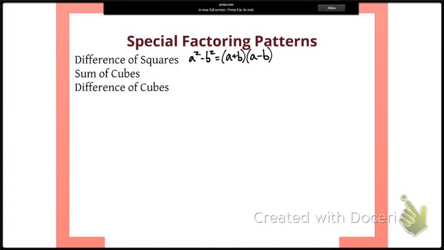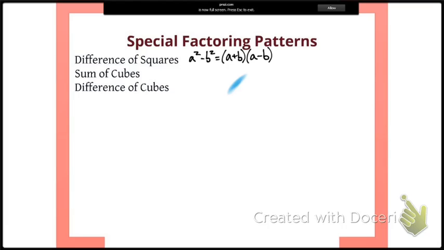The third way we can factor a problem is to look at special factoring patterns. These would be when you have both an a term and a b term that's either a perfect cube or a perfect square. And in this case, the first pattern I want to remind you of is the difference of squares, which is when you have a number squared minus a number squared. Difference meaning subtract.